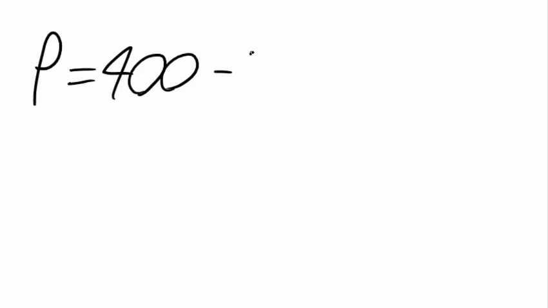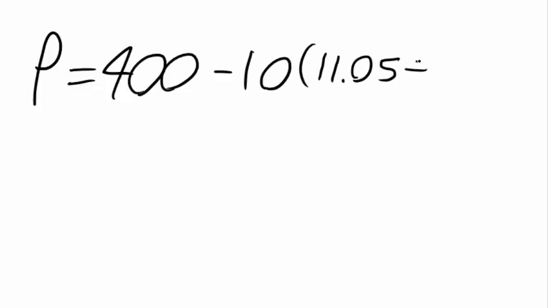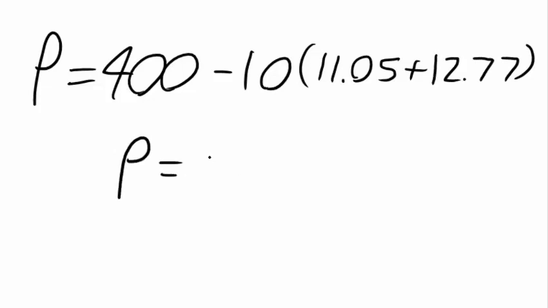So next we want to find our price for whatever good these firms are producing, and we would plug both quantities into our price function to find our price. So we have P equals 400 minus 10 times the quantity of 11.05 plus 12.77. And if we plug that into a calculator, we get a price of 161.8. So for whatever good they're producing, they would charge $161.80 in this market.